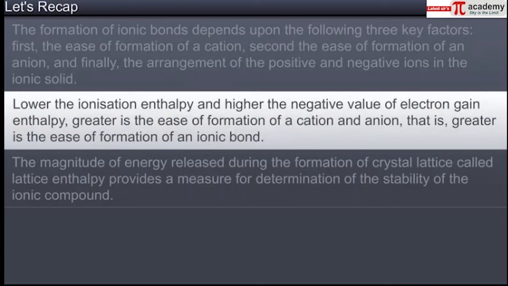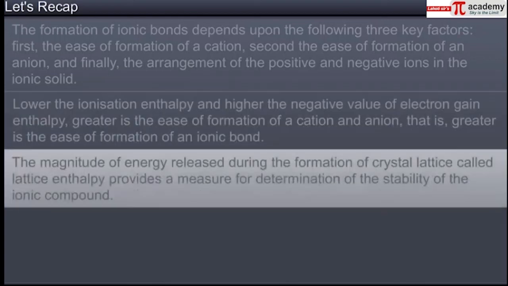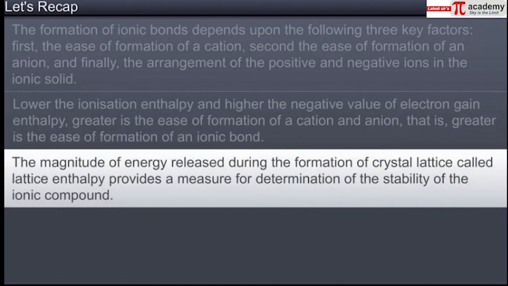Lower the ionization enthalpy and higher the negative value of electron gain enthalpy, greater is the ease of formation of a cation and an anion. Hence, greater is the ease of formation of an ionic bond. The magnitude of energy released during the formation of crystal lattice, called lattice enthalpy, provides a measure for determination of the stability of the ionic compound.